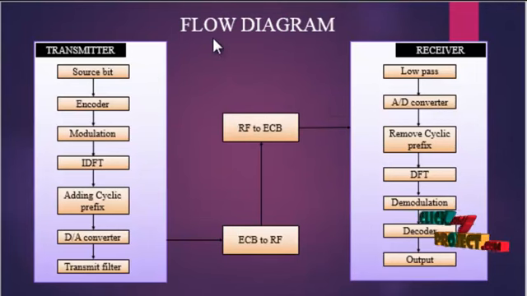Let us discuss the flow diagram of the product. Here we have the transmitter and receiver sections. First we discuss the transmitter section. In the transmitter section, first we take a source bit. Random values are taken as input. Then the input values are given to the encoder. Here we are using a convolutional encoding scheme.